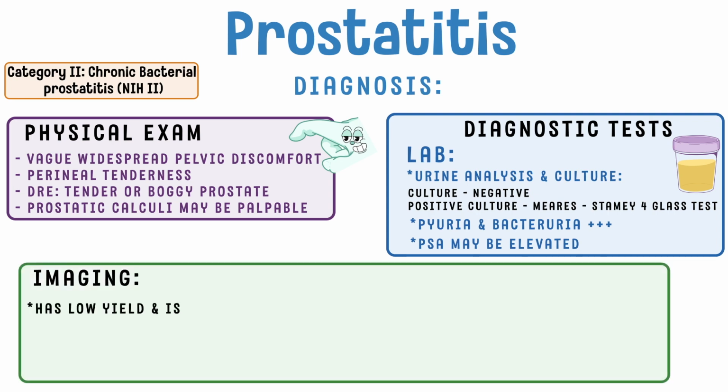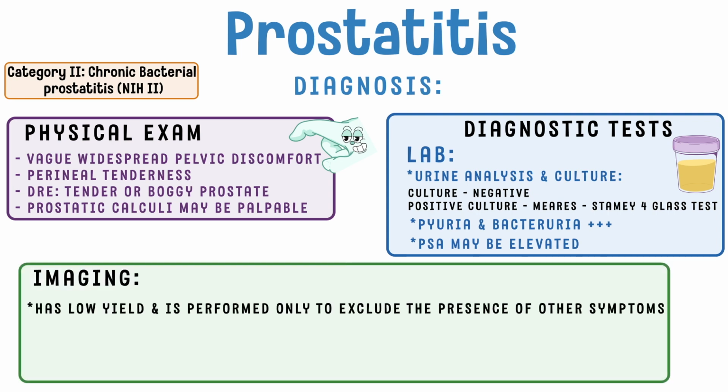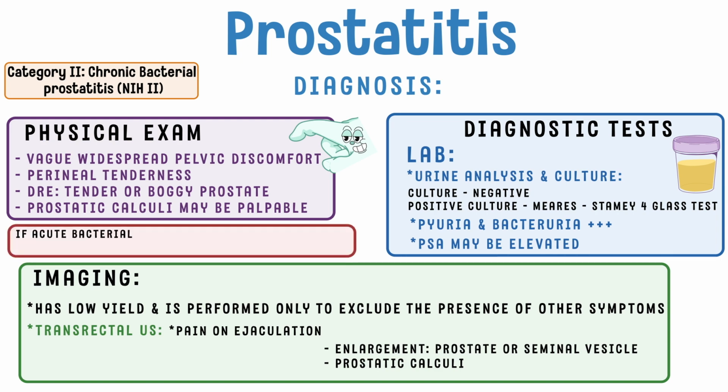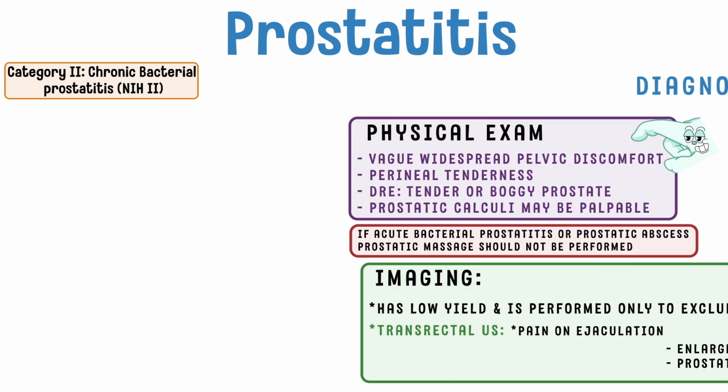Imaging has low yield and is performed only to exclude the presence of other more definable and treatable causes of patient symptoms. Transrectal ultrasound is performed in patients with pain on ejaculation and may reveal enlargement of the prostate or seminal vesicle. Prostatic calculi may also be visualized. In the setting of possible acute bacterial prostatitis or prostatic abscess, prostatic massage should not be performed.